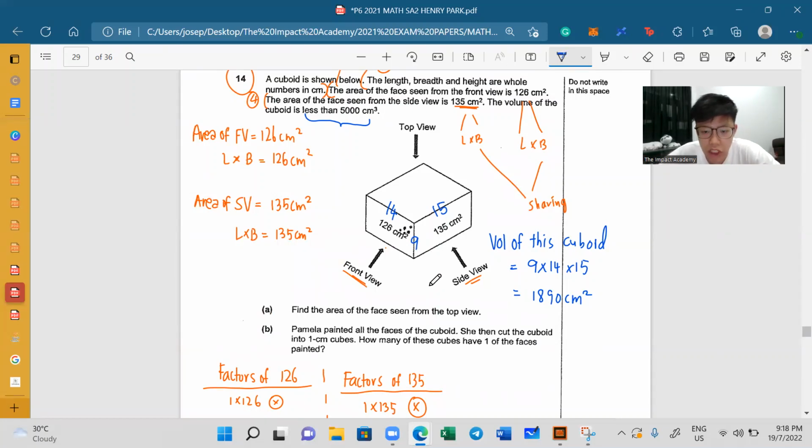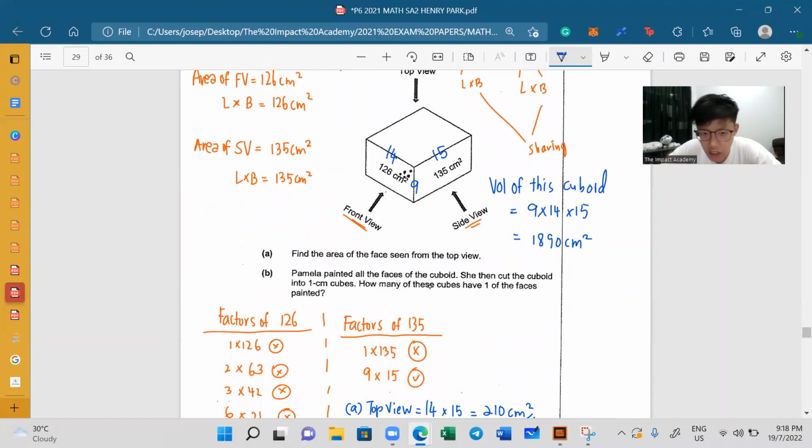Now, we know that she then cut the cuboid. So she cut this cuboid into 1 centimeter cubes. Which means to say this cuboid is now broken down into 1 cm cubes. So it is broken down into 1 centimeter cubes. So that's what they're trying to tell you. And then after that, we continue on reading.